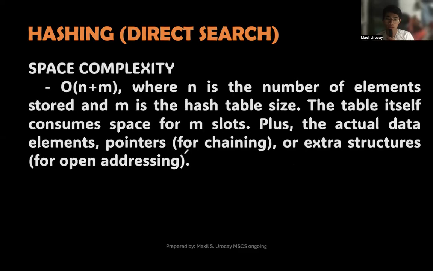And for the space complexity, that is O of n plus m, where n is the number of elements stored and m is the size of the hash table. Because your n is O of n and your hash table is O of m, that's why it will be O of n plus m. The table itself consumes space for m slots plus the actual data elements, pointers for chaining, or auxiliary structures. That's how it works in the space complexity, so it is O of n plus m. So that's how it works for hashing, and I'll begin to illustrate the implementation in the other video. See you there.